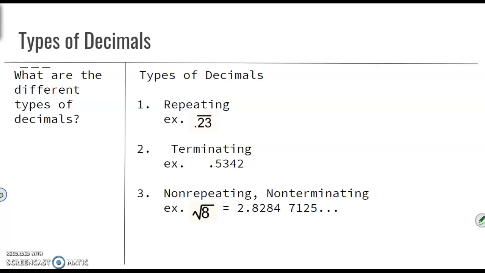There are different types of decimals. We have repeating decimals, for example, 23/100 with a bar notation over the 2 and 3. That indicates that the 2 and the 3 continue to repeat in the decimal. Terminating decimals are decimals that stop. For example, 5,342 10,000ths. Then we have non-repeating and non-terminating decimals. Those are typically found with imperfect squares and imperfect cubes.